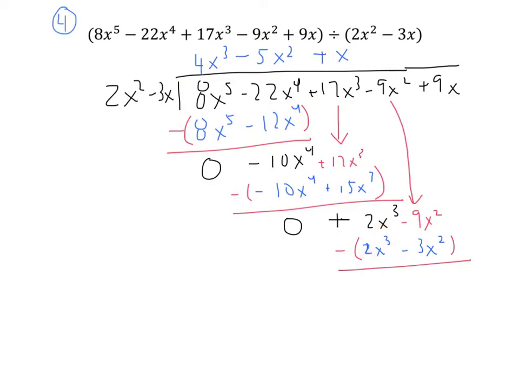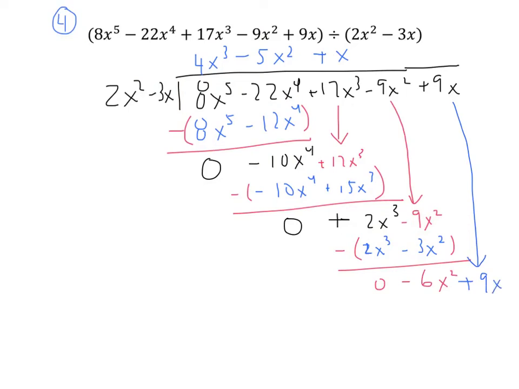All right, that's good. And then we have this part here, negative 9x squared minus negative 3x squared. So this would become plus. So negative 9x squared plus 3x squared, that gives me negative 6x squared. Okay, and let's bring down our 9x.